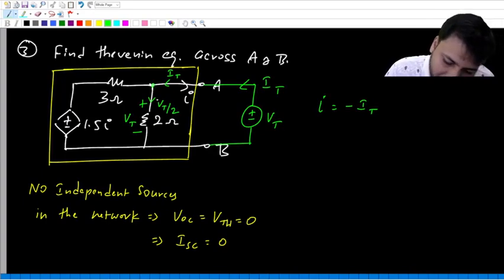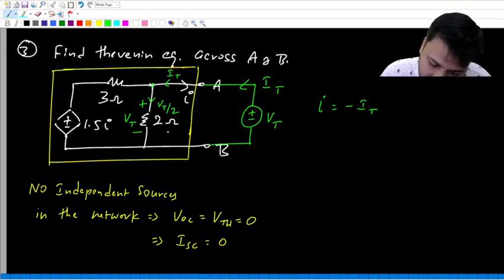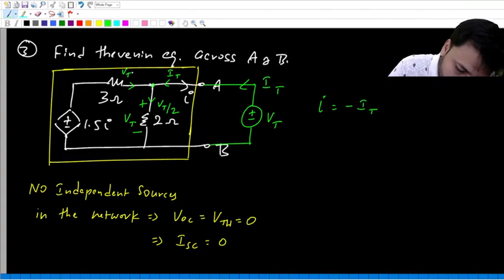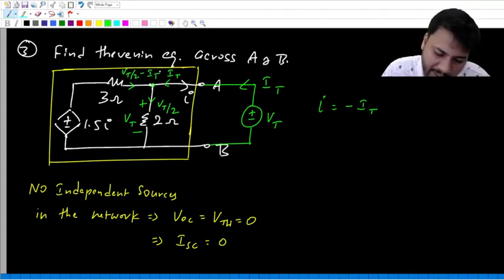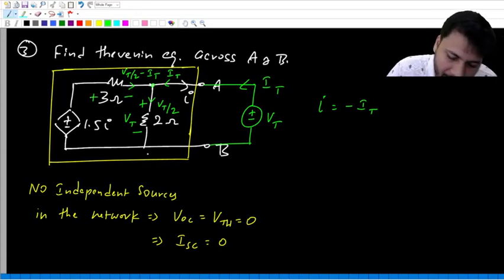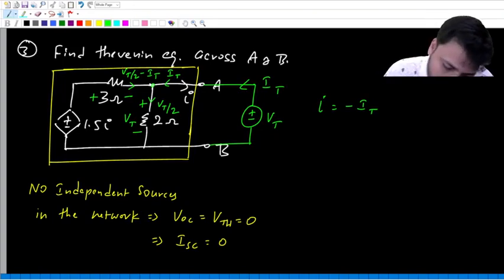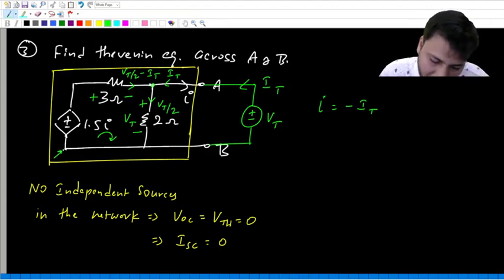Now at this point, IT is entering, and VT by 2 is leaving. So if I ask you what this current is, you should say it is VT by 2 minus IT. So there will be some drop across 3 ohms. And then if you want, you can apply KVL around this loop. Let us apply KVL around this loop.